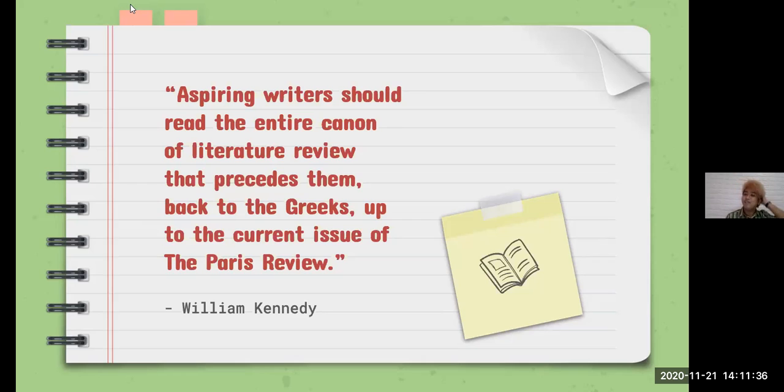So you see how review of related literature requires you to delve deeper into the history of your topic, no? Dapat talaga you begin with the seminal works. Ako sa dami kong nabasa, well, I can only talk on behalf of the field that I belong to, the applied linguistics field, sa dami kong nabasa na research articles, they will always begin with the seminal works, no? Kaya tama yung sinabi ni William Kennedy, you have to dig deeper from the Greeks, which is the ancient civilization, up to the Paris Review, which is now the current, or what we call the modern history.